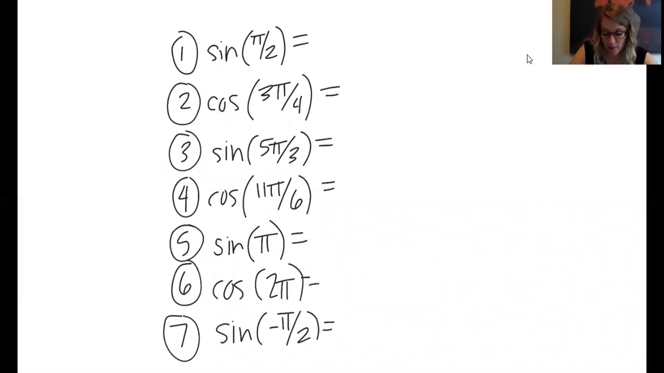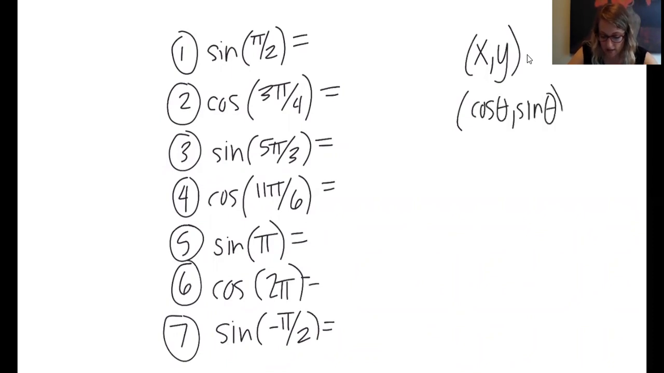So quick review. Remember last time that we proved that x comma y is the same thing as cosine comma sine. So we're going to use that to help us evaluate all of these problems.